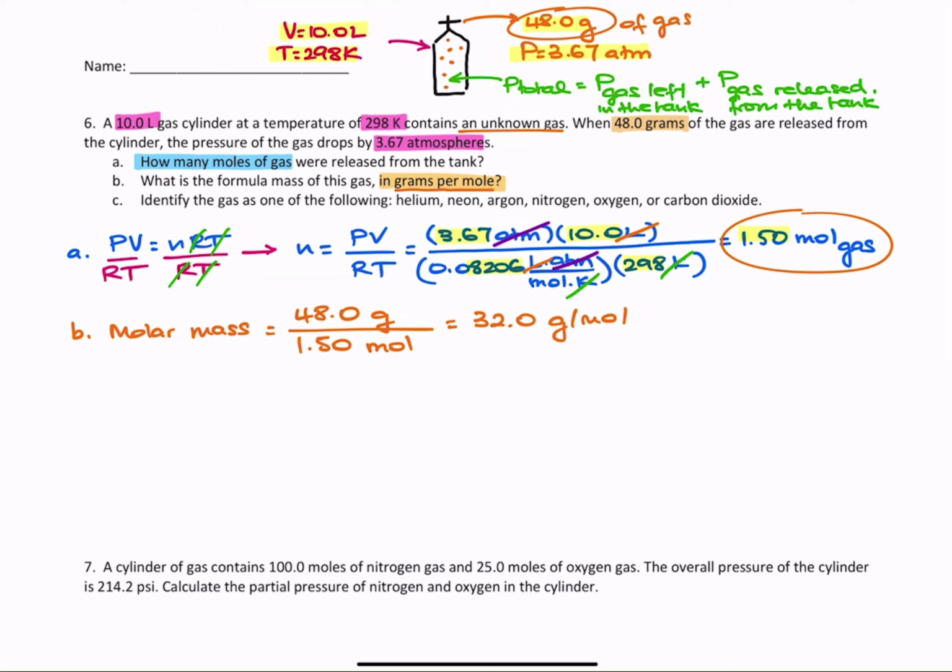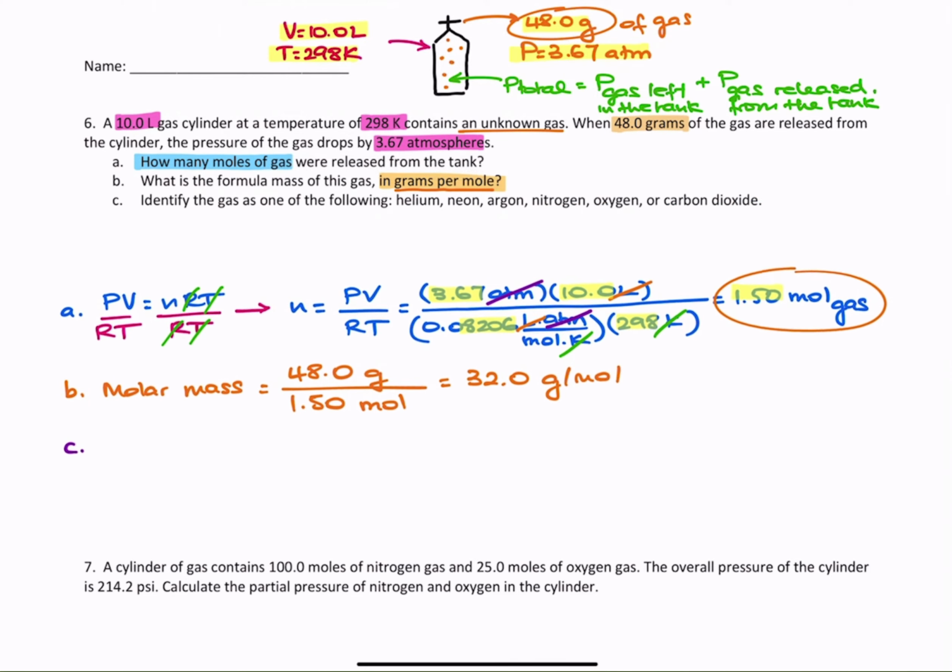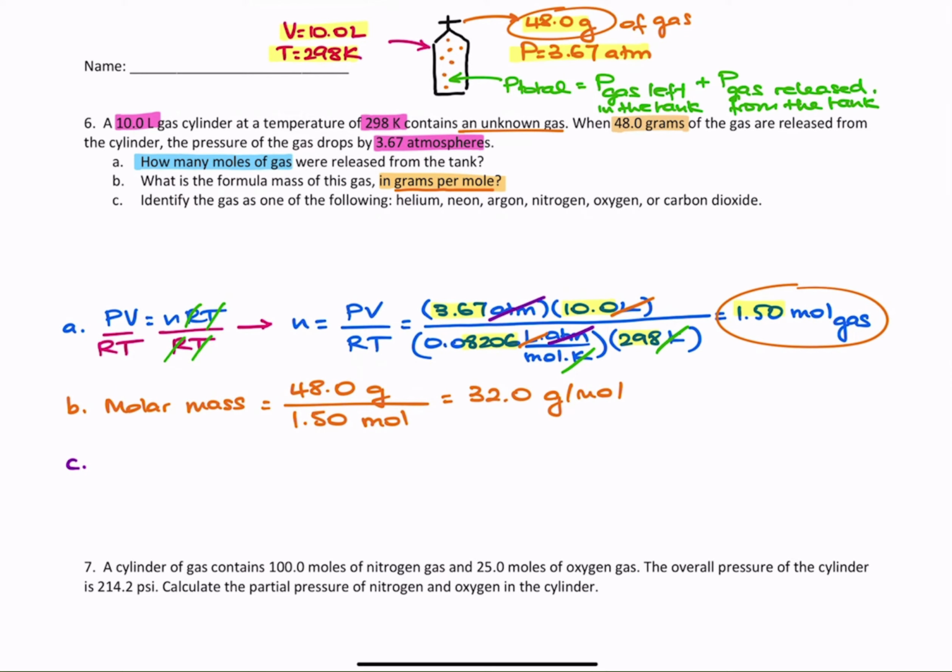So now we can easily answer question C. Identify the gas as one of the following. Well, let me pull this down and take a look. What's the molar mass of helium? Look at your periodic table, 4.00 gram per mole. Neon, 20.18 gram per mole. Argon, 35.95. So as of now, none of them will match.